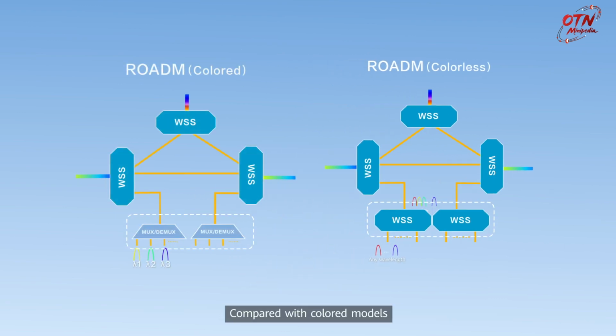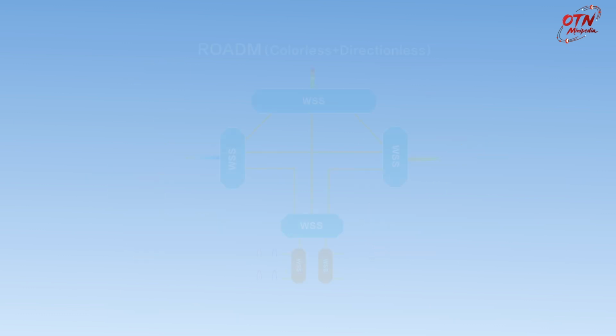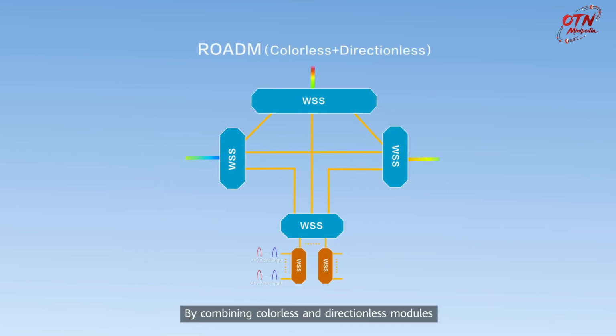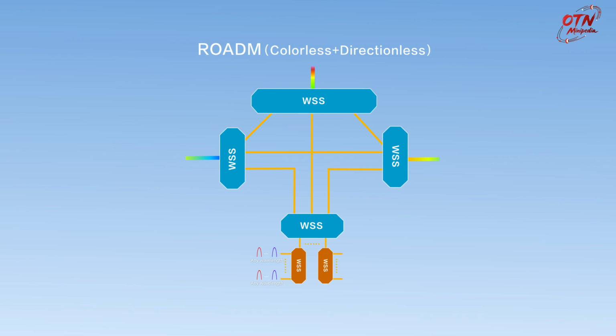Compared with colored models, the colorless models use the WSS boards to replace the multiplexing and demultiplexing boards for flexible grooming of locally added wavelengths. By combining colorless and directionless modules, we can enable flexible wavelength grooming without constraints on port or direction.